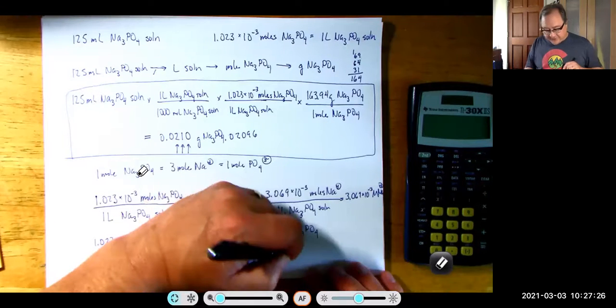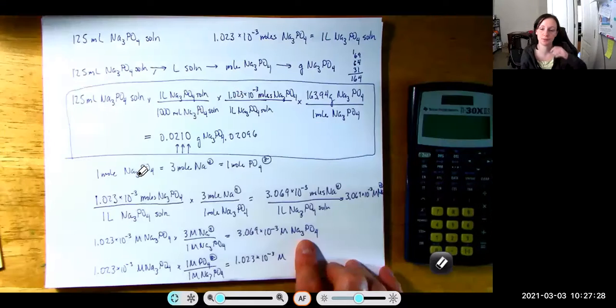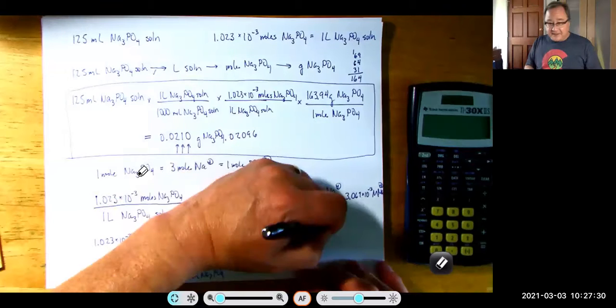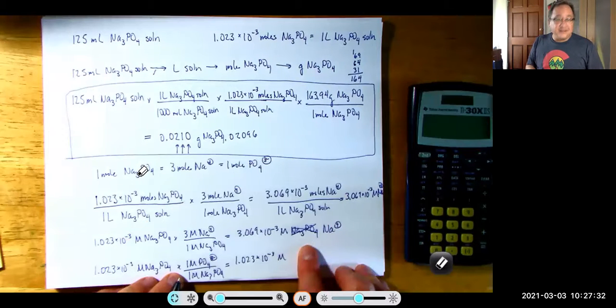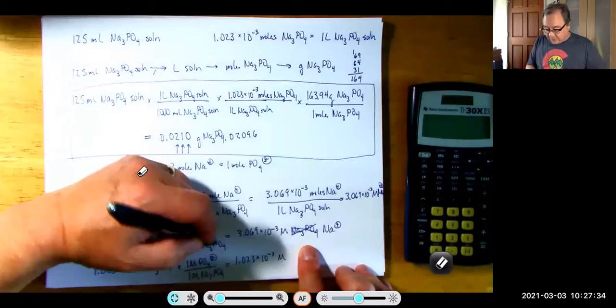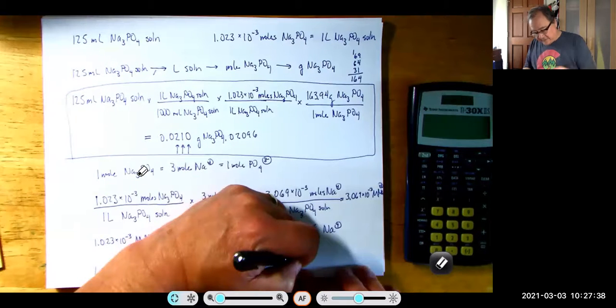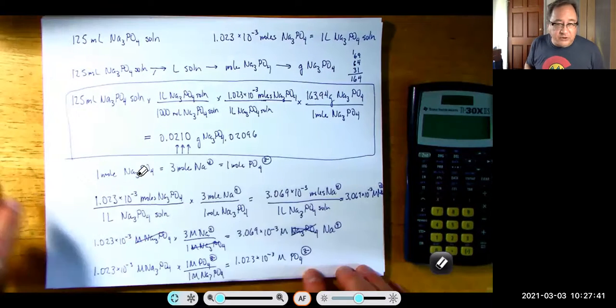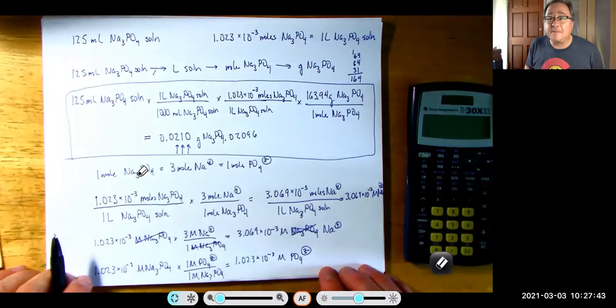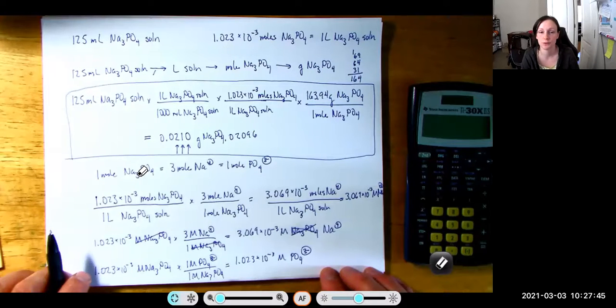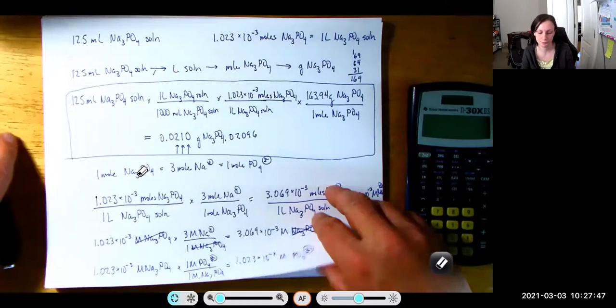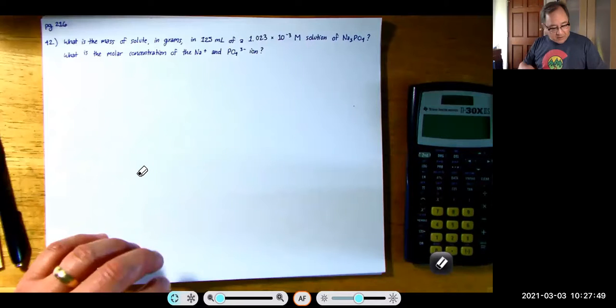Oops. Do you see the mistake I made here? Do you see that mistake? These cancel, so I'm left with sodium ion, and here, this should be phosphate ion. So what was your question again? Oh, either way is acceptable. Yeah. Okay, so that's that problem.